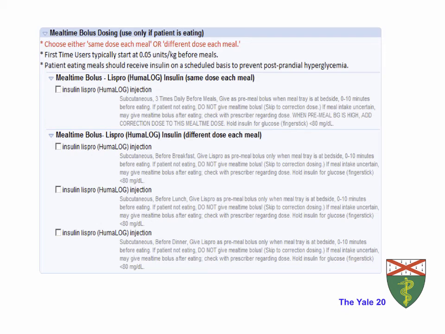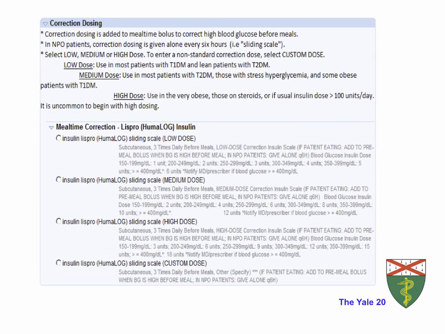Same thing with the mealtime bolus, which as I mentioned earlier, use only if the patient is eating, because if they're not eating, they don't need to correct for post-meal hyperglycemia. And they walk you through how many units per kilogram with each meal. So 0.05 with each meal will be about a total of 0.15 altogether. And then the correction dosing also. So you have a low dose, a medium dose, and a high dose, and also custom dose if you need it. So these are very helpful when you actually put in orders in the hospital for these patients.